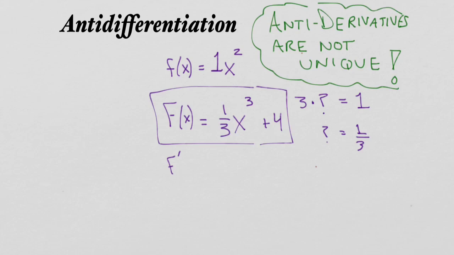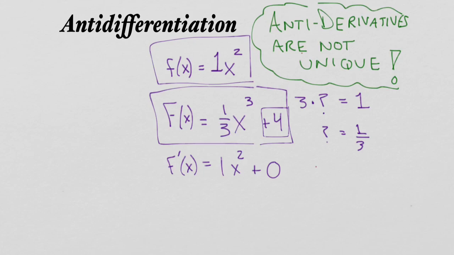Let's take the derivative of the antiderivative. If I differentiate this function using my power rule, I'm going to take 3 times 1/3, and I'm going to end up with 1x to the power of 2 plus the derivative of 4. And the derivative of 4 is equal to 0, which is correct because that was my original function f of x. Now, the same could be true if I had said that the antiderivative, capital F of x, is 1/3 x cubed plus 2, right? Because the derivative of 2 is also 0.